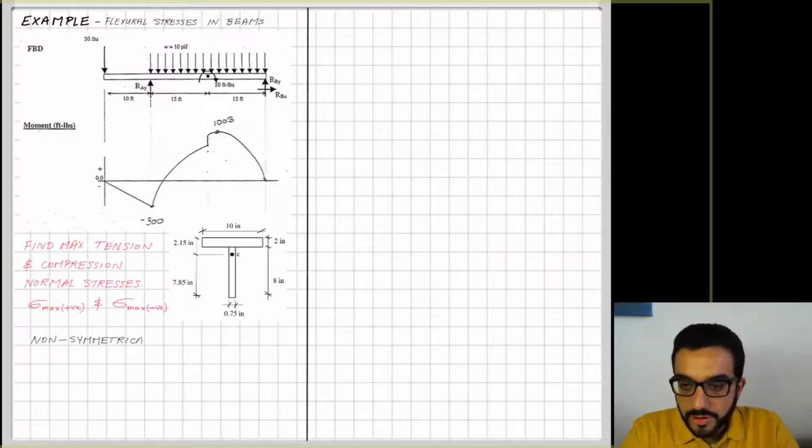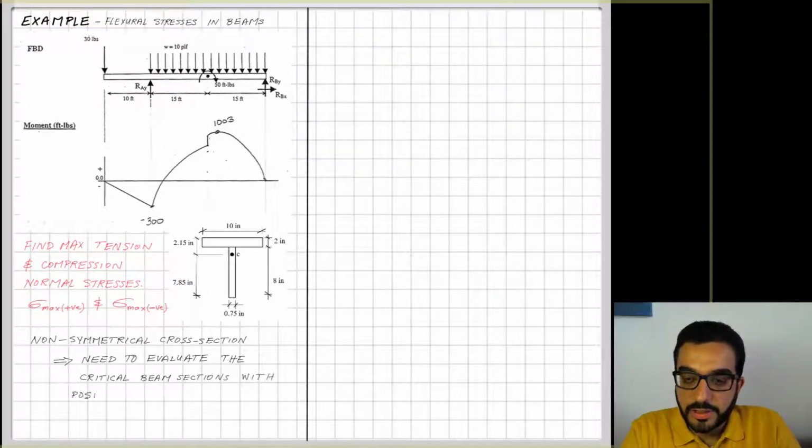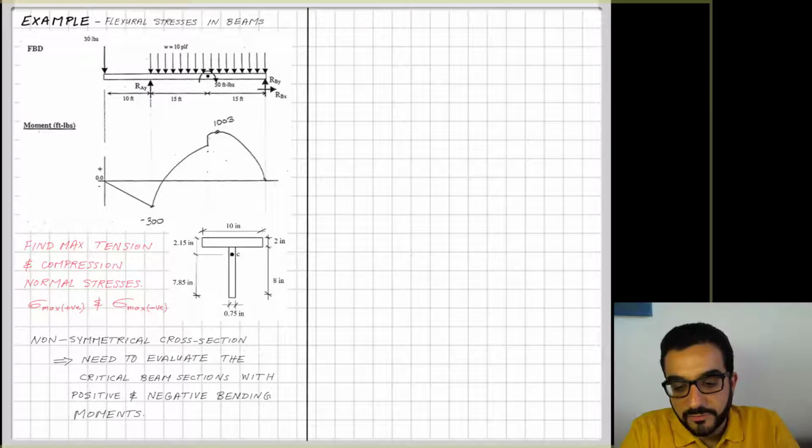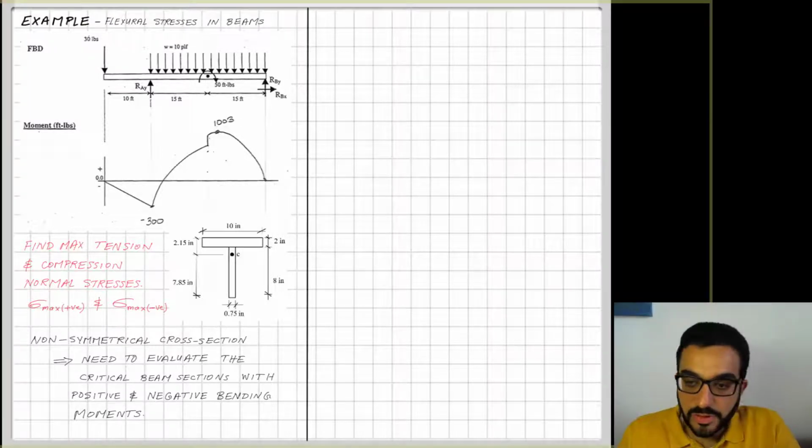Because the section here is non-symmetrical, we need to evaluate, and another thing is also that there are positive and negative moments along the length of the beam. So we need to evaluate the beam sections with positive and negative bending moments, because over the section there are positive and negative normal stresses developing in each one of these sections. So we need to get a big picture of what's happening and what type of stress is developing at different possible critical sections.